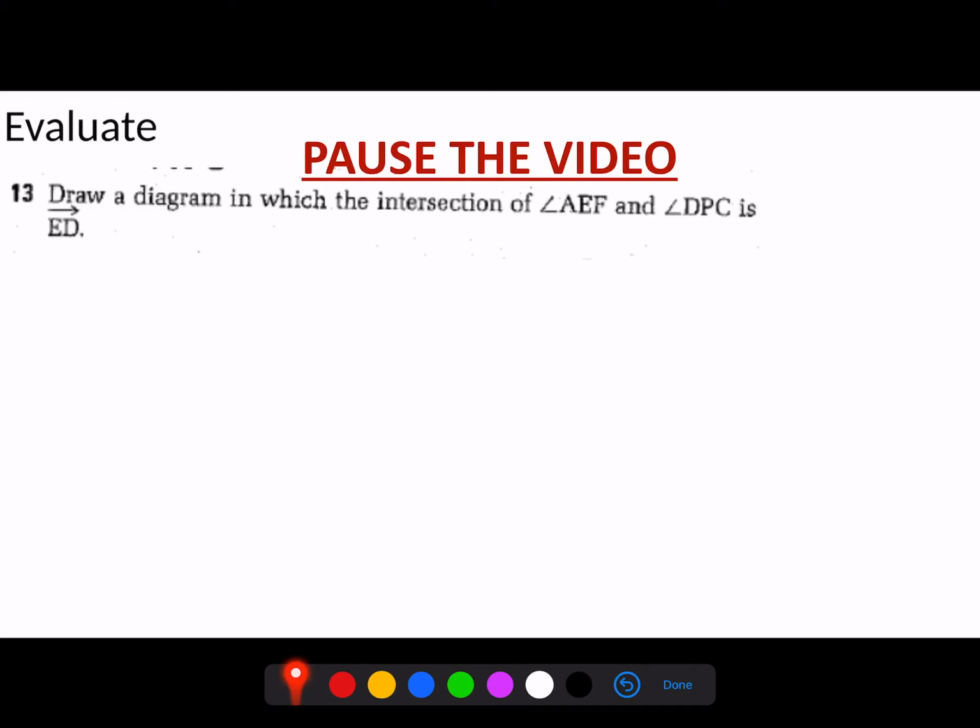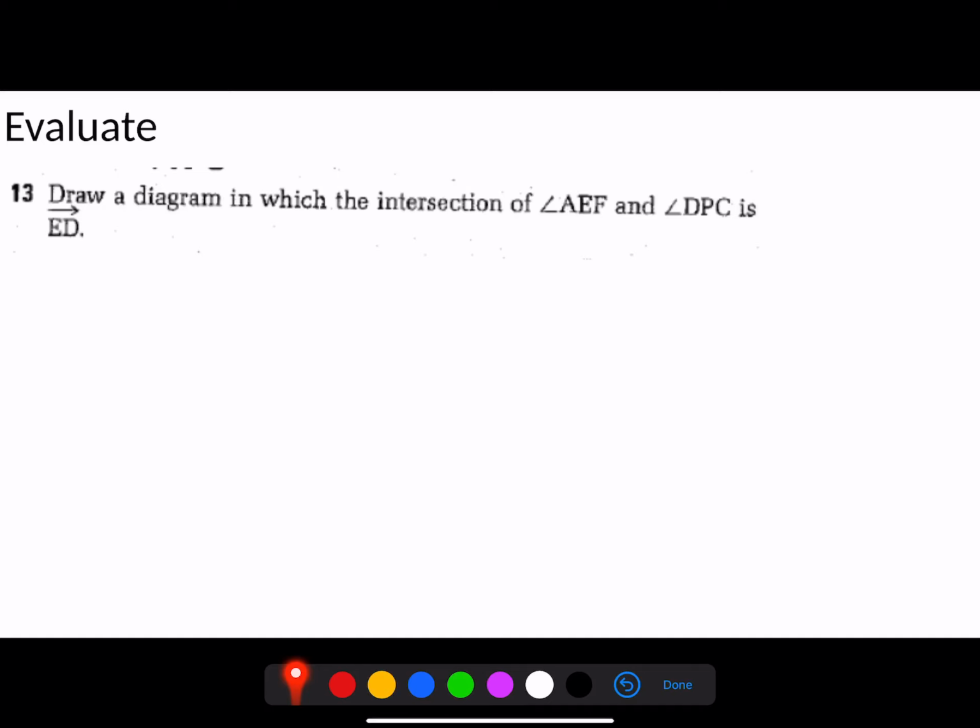All right. Go ahead and pause the video one more time. Draw a diagram in which the intersection of angle AEF and angle DPC is segment ED. All right. So looking at this, we have angle AEF. So let's go ahead and draw that out. AEF.